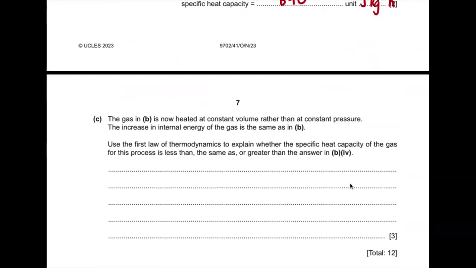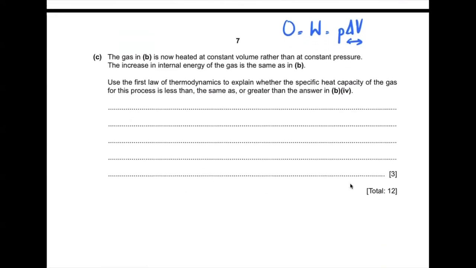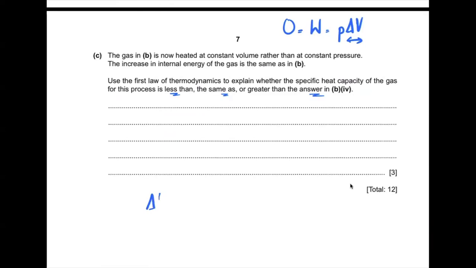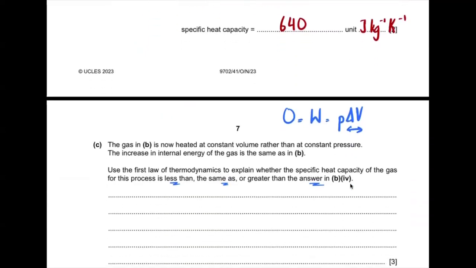Now it says the gas in B is now heated at a constant volume rather than at constant pressure. So if I think about constant volume, even before reading further, this means that volume is not changing. So work done is 0, right? There's no delta V. So W is 0. Using the first law of thermodynamics, explain whether the specific heat capacity is less than, same as, or greater than your answer in B1. So this time it says that delta U equals Q plus W. Last time W was negative something, here it's just going to be 0, right? So Q this time is just going to be equal to delta U, so that's 7600. So previously Q was 12,600, now it's just 7,600.